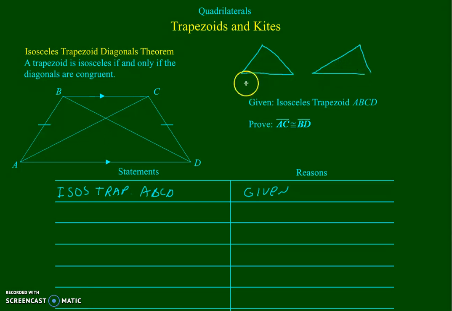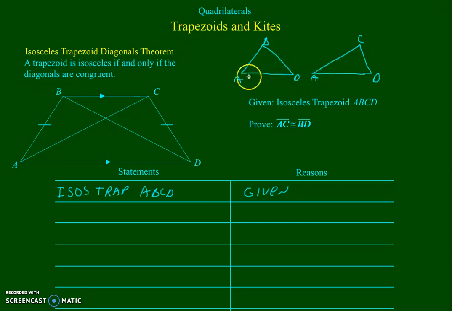and relabel them. So this is A, B, and D. This is A, D, and C. And so I'm going to show that these two triangles are congruent, and therefore those two sides are congruent, which are the diagonals, by CPCTC.